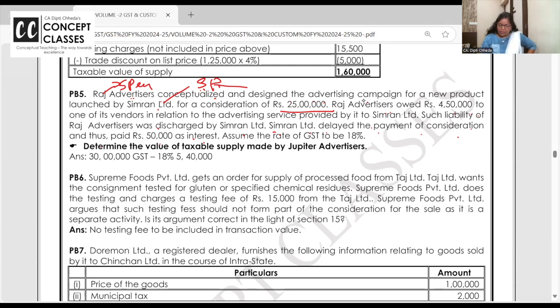Did all of you follow or not? What's the value of the supply? 25 lakhs, plus 4.5 lakh the recipient paid directly to the third party. And next, Simran Limited delayed and we charged interest. So if interest is charged, it's always included. So 30 lakhs. And the GST rate given is 18%, so GST will be 5,40,000. Determine the value of the taxable supply. Clear?